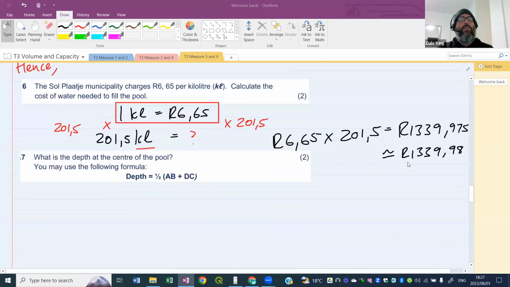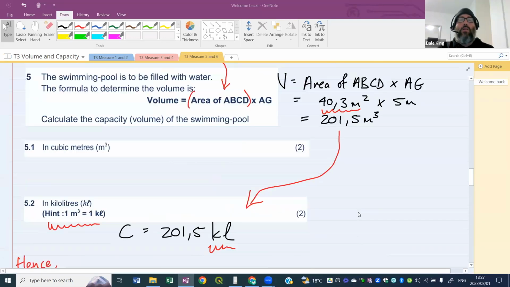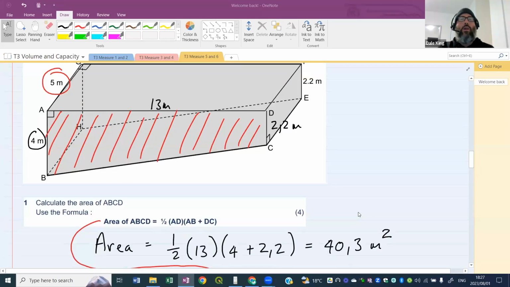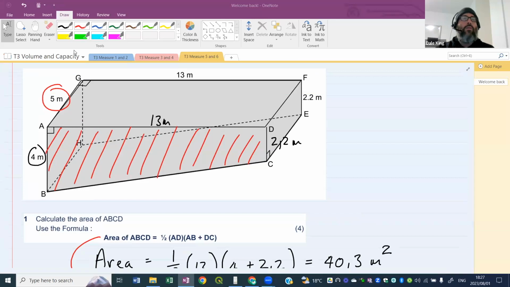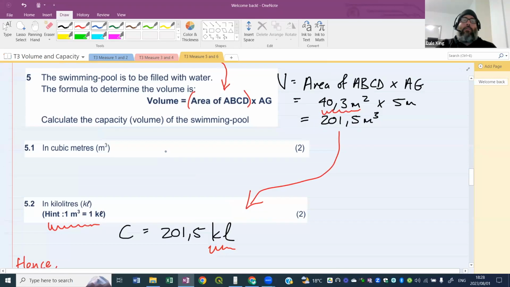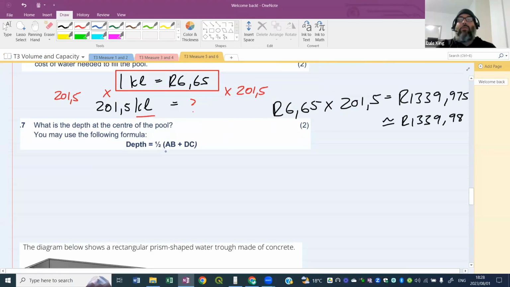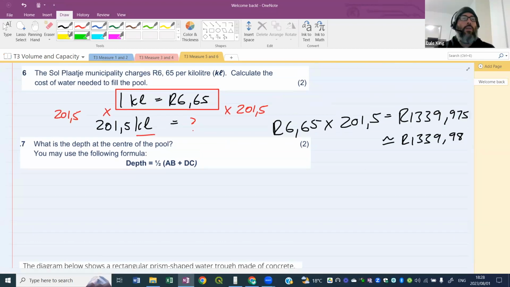Here's the next question. What is the depth at the center of the pool? You may use the formula. We're going to use that formula because we're not engineers. The depth at the center of the pool. So if you were in the center of the pool and you went down, down, down, right there at the bottom on the floor of the pool, what is that depth? We could sit here all day and try to work it out, but let's use the formula.